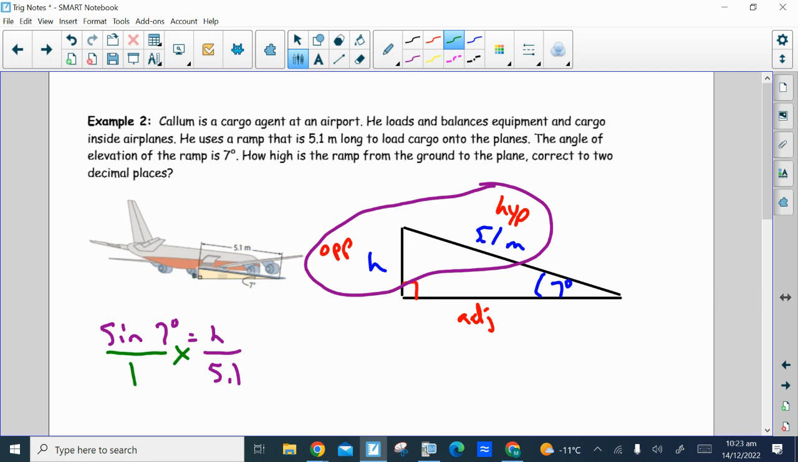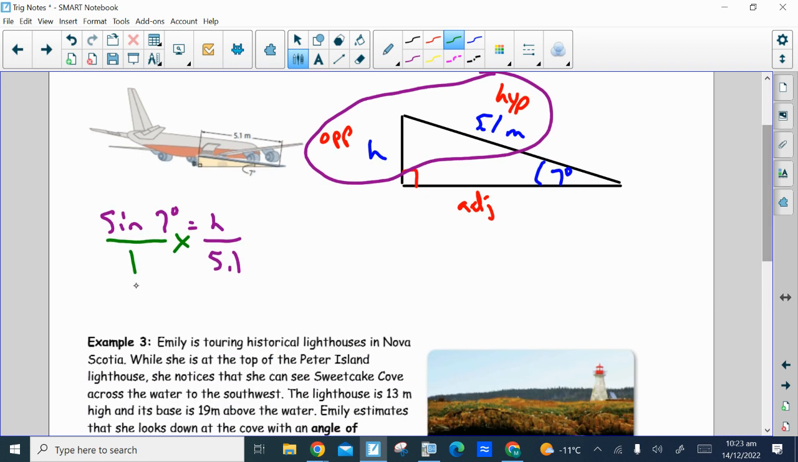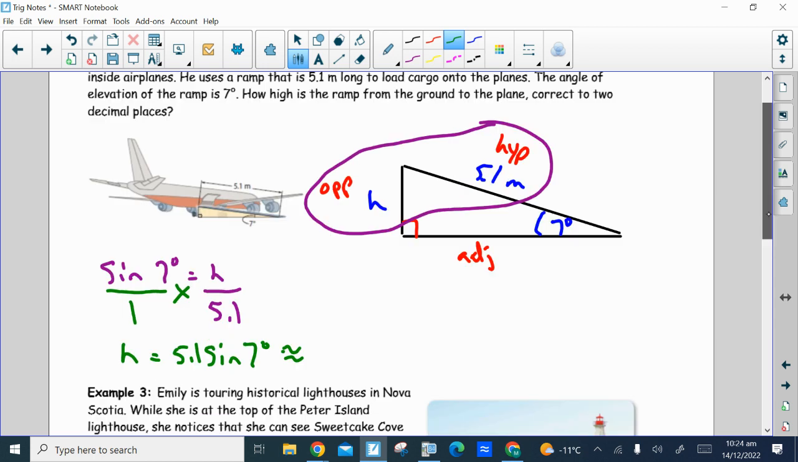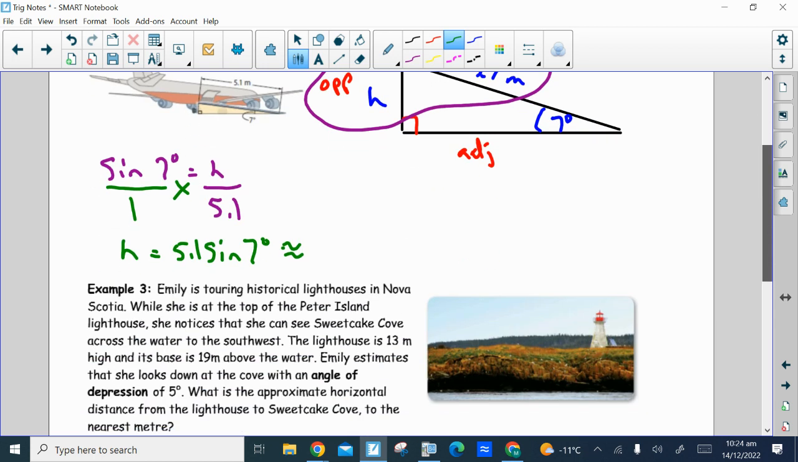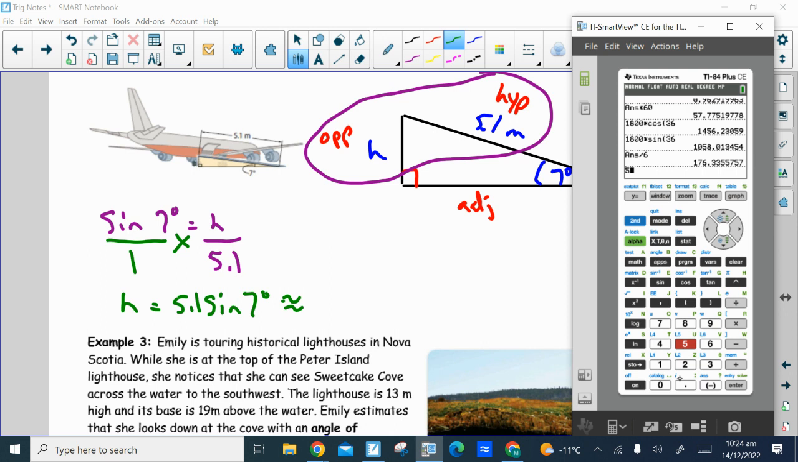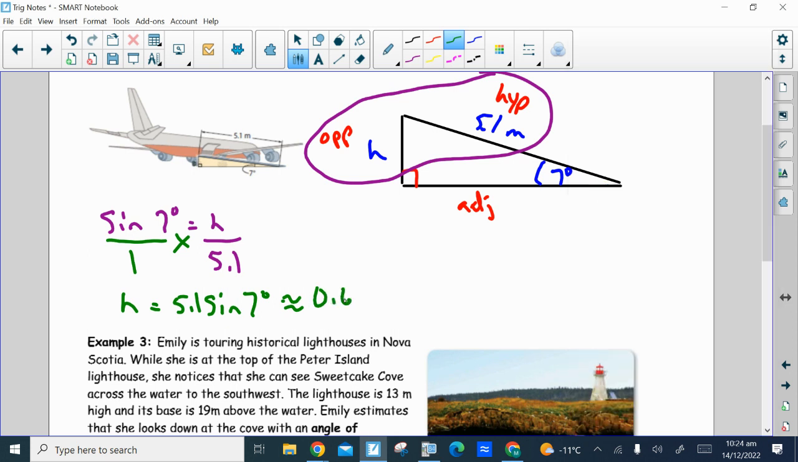Make both sides a fraction, cross multiply. 1 times h will be 5.1 times the sine of 7 degrees. And we're asked to round that to 2 decimal places. 5.1 times the sine of 7. So it's 0.62 meters high. That's how high the ramp is.